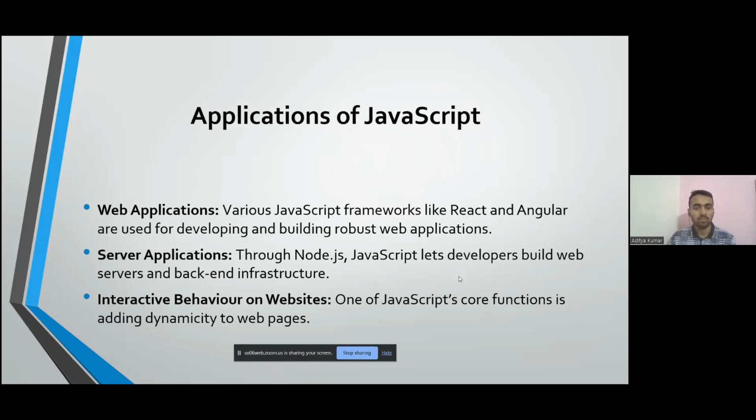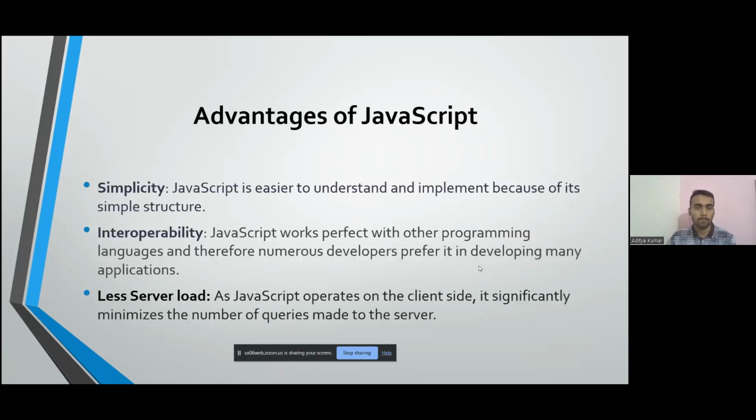Interactive behavior on websites. Interactive behavior on websites is a core function of JavaScript, and which cannot be provided by HTML and CSS. Advantages of JavaScript is its simplicity. Because of its simple structure, it can be easily understood and implemented both by the users and the developers.